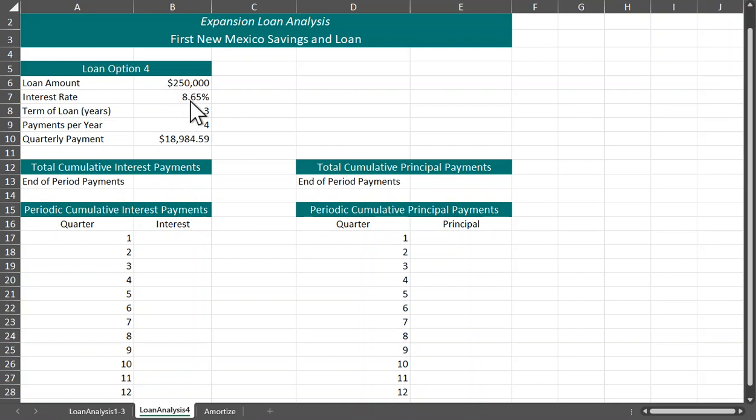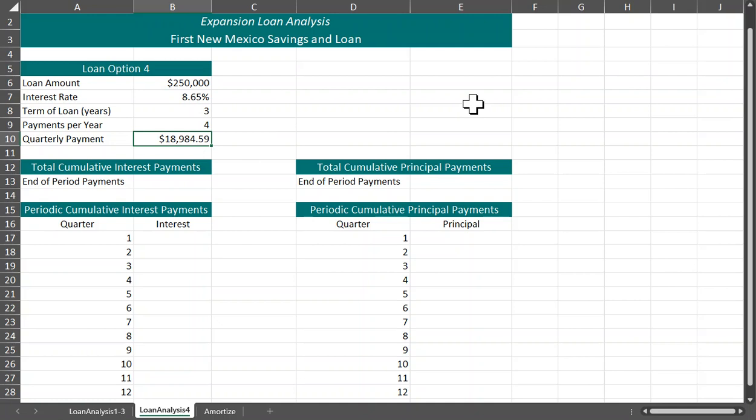The interest rate is 6.65%, 3 years, 4 payments a year. So you want to pay specific carefulness there. And then we have our quarterly payment. This is not calculated correctly. I think with the MyLab downloading the various values, this is actually supposed to be a little higher.